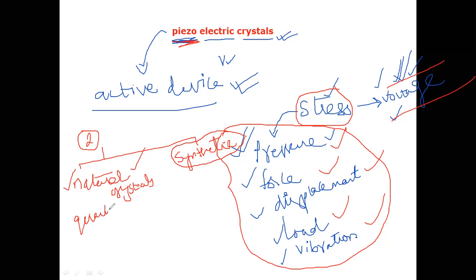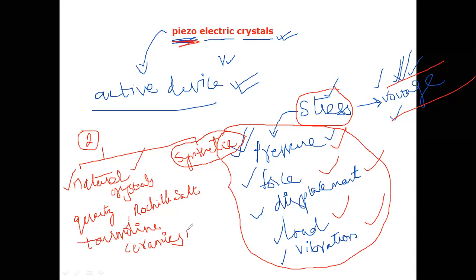Quartz, Rochelle salt, tourmaline, ceramics A, and ceramics B. These are the natural crystals. Generally, quartz, Rochelle salt, tourmaline are natural crystals.